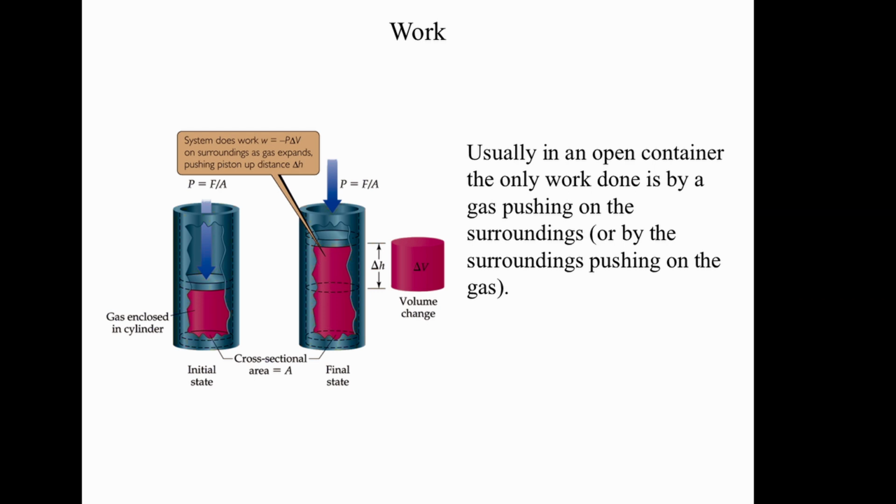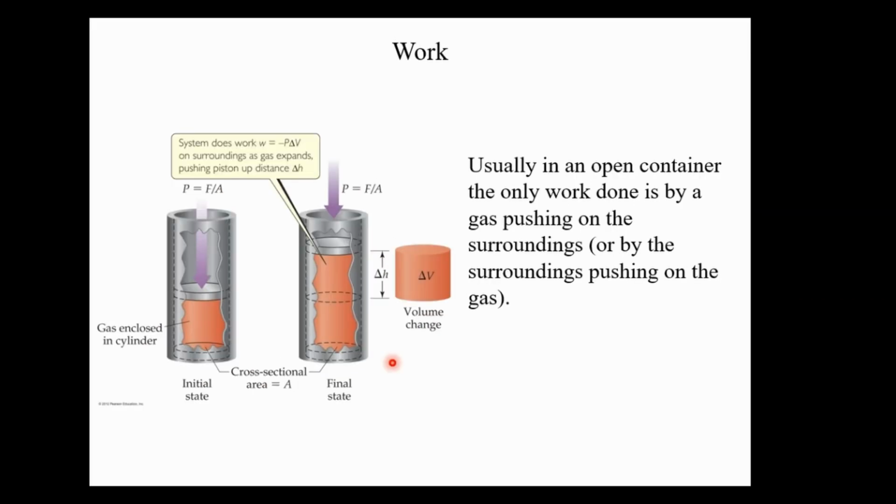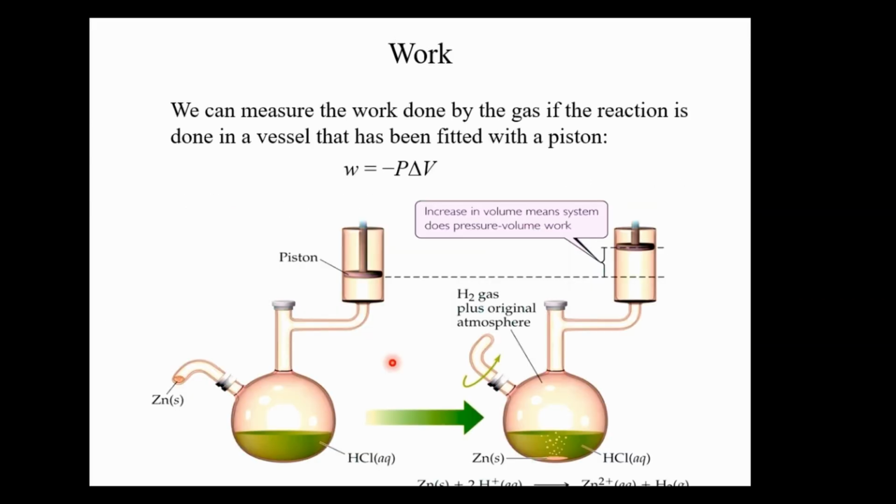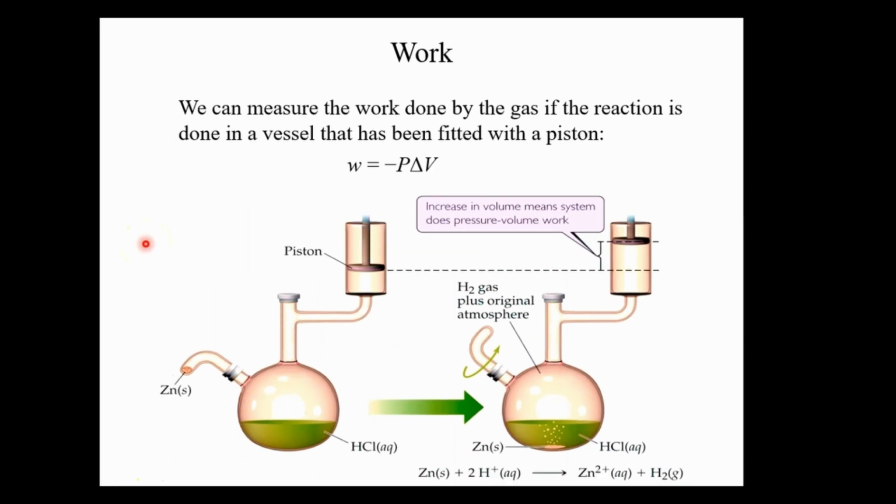Usually in an open container, the only work done is by a gas pushing on the surroundings, or by the surroundings pushing on the gas. So here's a good example of a fun chemical reaction. We've got zinc metal reacting with acid. We're going to do something real similar today in lab, and we get hydrogen gas. So this is a single replacement reaction you'll recognize. This thing probably heats up, but as that gas forms, this thing expands, pushes up the cylinder.